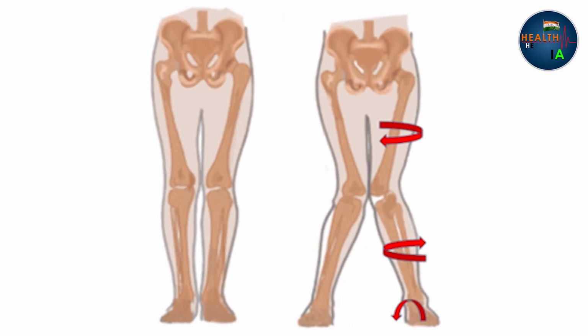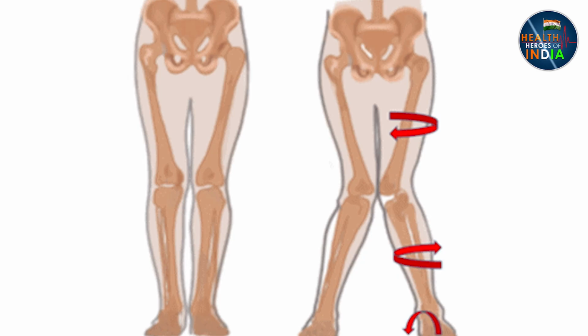Sir, myth number 5. Knee deformity only affects the knee. No, it's a myth. Knee deformity affects the joint above and the joint below. But the joint above, as it is a ball-type joint, is affected very little. It will affect the ankle joint more, where you can see clear deformities.